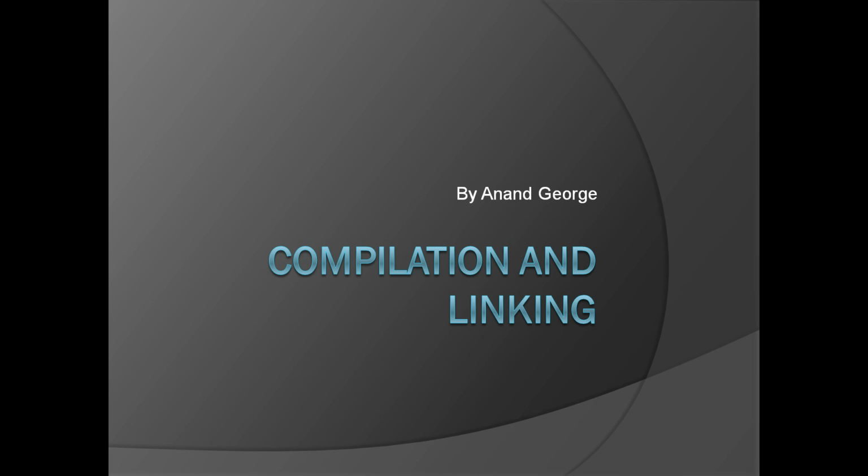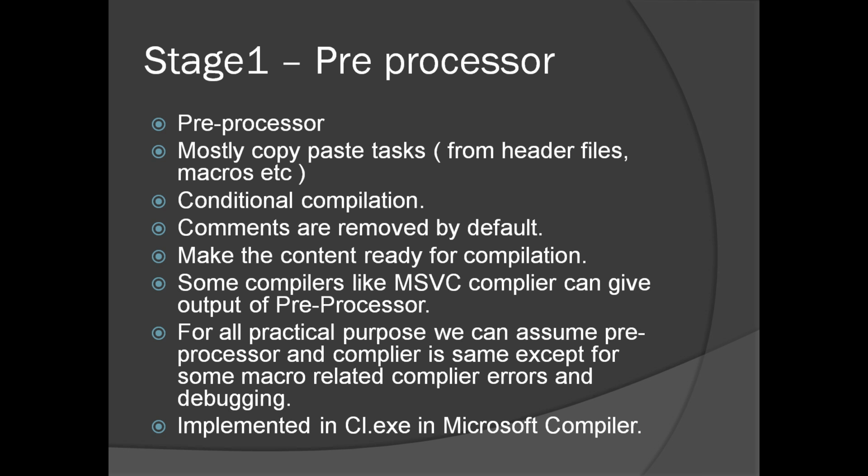In this presentation, we're going to discuss compilation and linking. Basically, the generation of a binary from C source code consists of three stages. The first stage is the preprocessing stage. In the preprocessor stage, the preprocessor will replace all the preprocessor directives with the actual code, as we have seen in the presentation on the preprocessor, like conditional compilation, hash defines, hash include, etc.